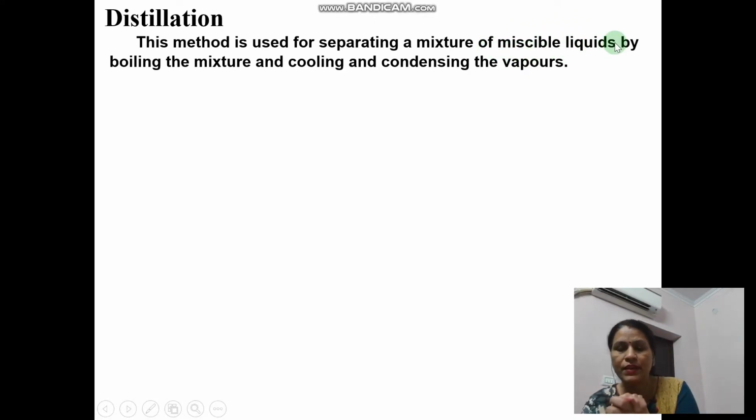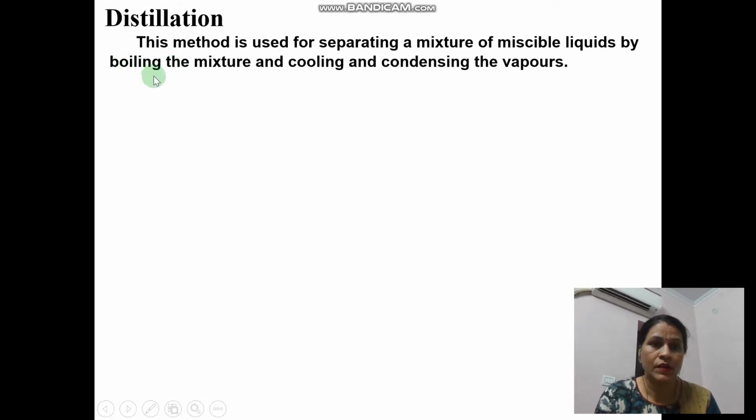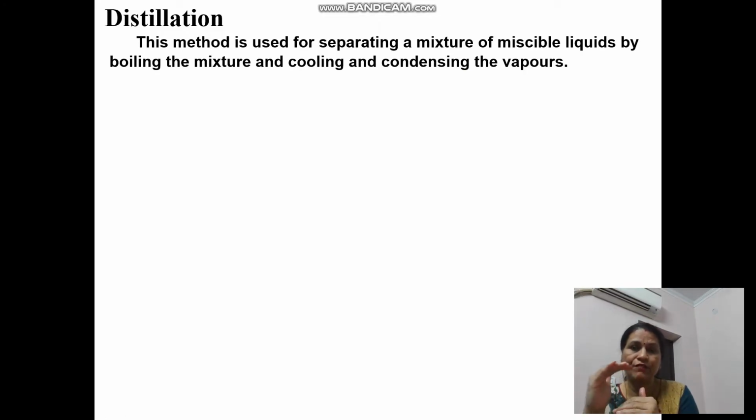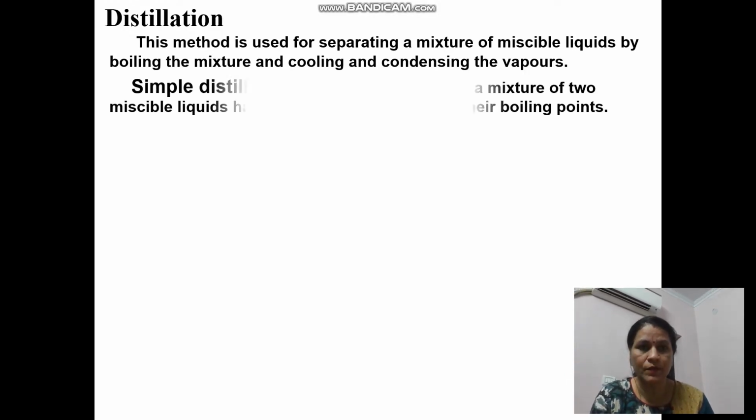You know that miscible liquid means the liquids which are mixed with each other thoroughly. Now if the mixture is mixed thoroughly, how to separate them? Here we are boiling it and taking the vapors of it. Now when we are boiling it, that means both the miscible liquids should have different boiling points, boiling temperatures, then only we can use this method.